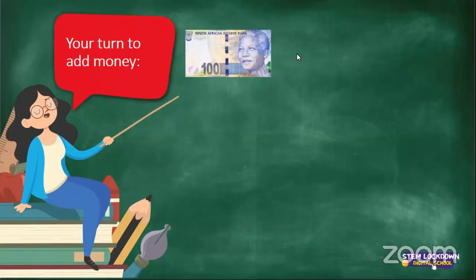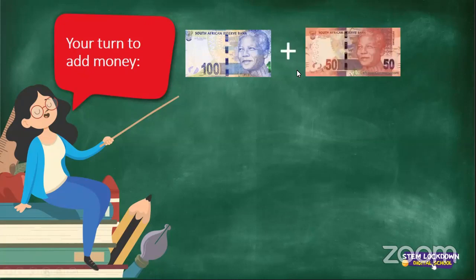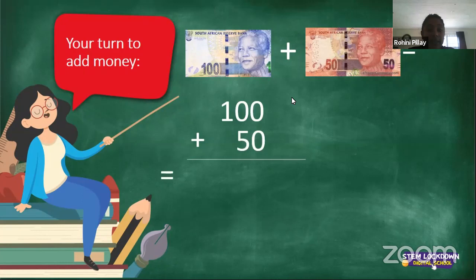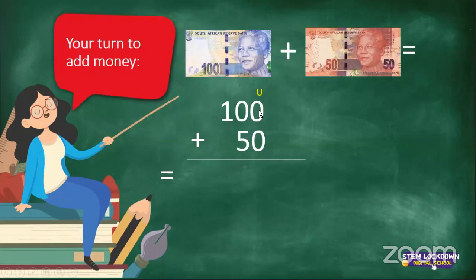100 rand plus 50 rand. Let's see if you can do that sum. 100 plus 50 equals what? Remember, you need to add your units first. 0 plus 0 equals? 150. Oh, good.